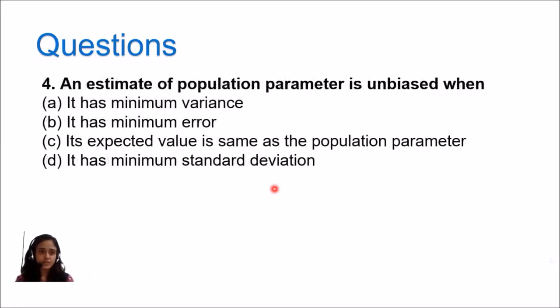The fourth question is, an estimate of the population parameter is unbiased when it has the minimum variance, it has the minimum error, its expected value is the same as the population parameter, or it has the minimum standard deviation. We have discussed this in the unbiased estimate, that is the quality of the estimation of parameters. In that we have discussed this point.